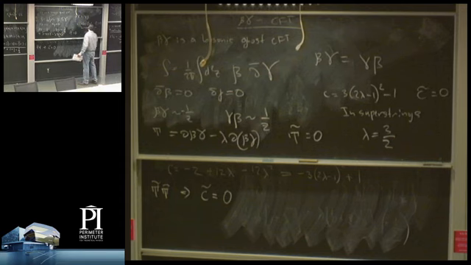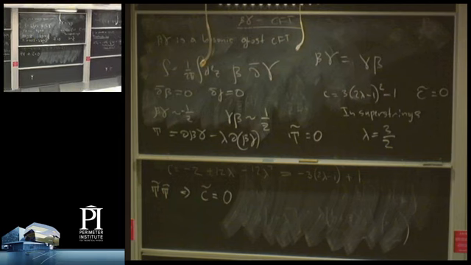What you will encounter: a beta gamma system with lambda equals 3/2.